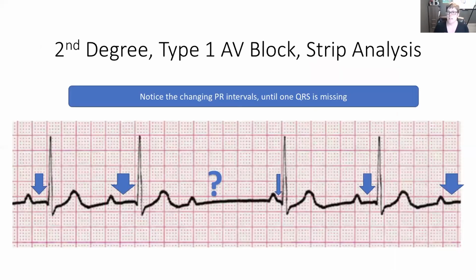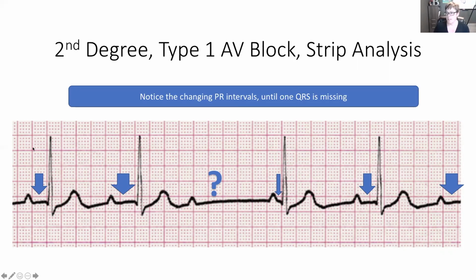Now in a second degree type 1, I mentioned that the delay gets longer, drop, and then you have a Winkelbach. So second degree type 1. Remember, Winkelbach was the first to discover the AV block, so he gets credited with type 1. Type 2 was when the German cardiologist validated it. So Mobitz 1 and 2.